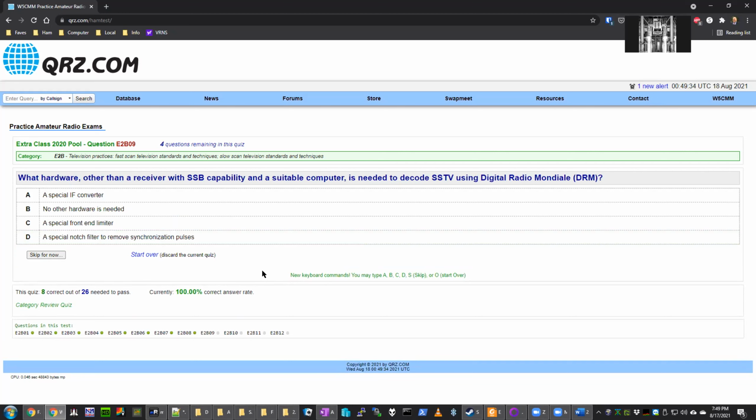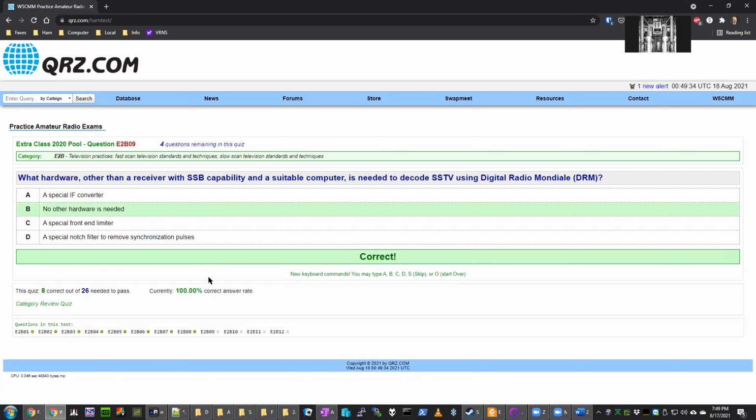What hardware other than a receiver with single sideband capability and a suitable computer is needed to decode SSTV using digital radio Mondiale or DRM? D. I mean, B. B, yeah, no extra hardware is needed.